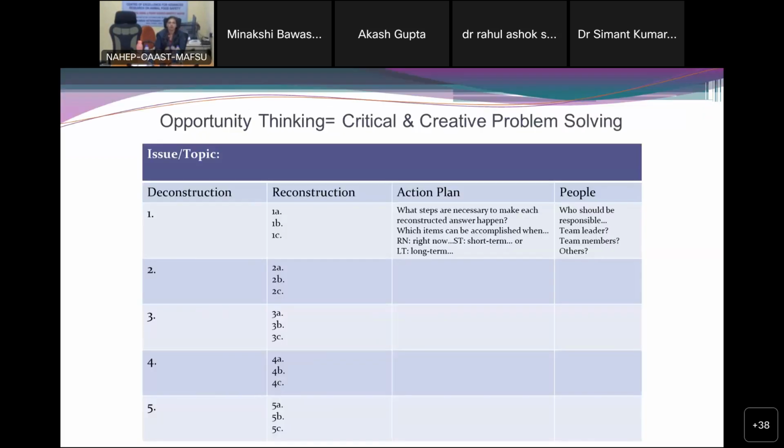So this is what we see. Opportunity thinking. Have you understood strategic thinking? Opportunity thinking, what does that mean? That means deconstruct, reconstruct, have the action plan, and the people who should be responsible: team leader, team member, others. This is for the organization, and it is even for small groups, or even for you also. So first deconstruct whatever the problem is, and then reconstruct.